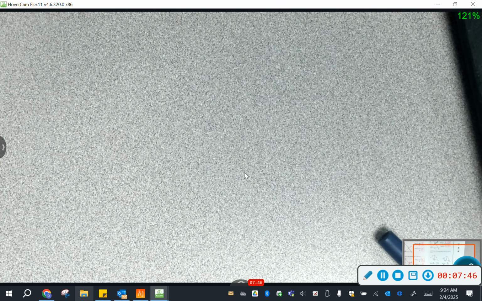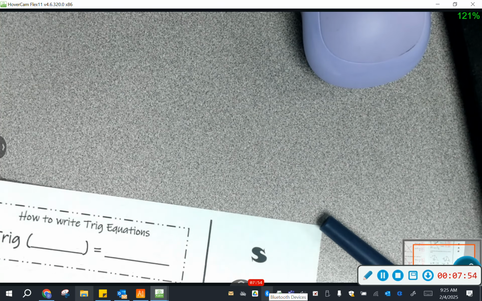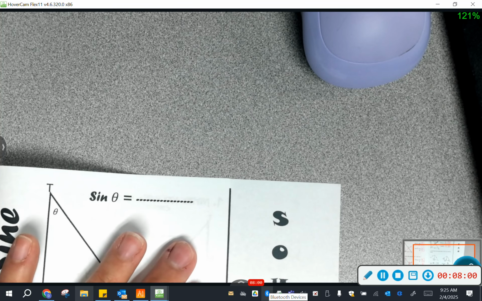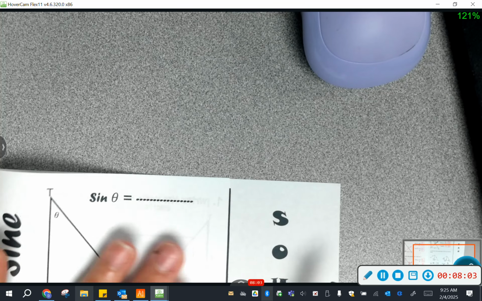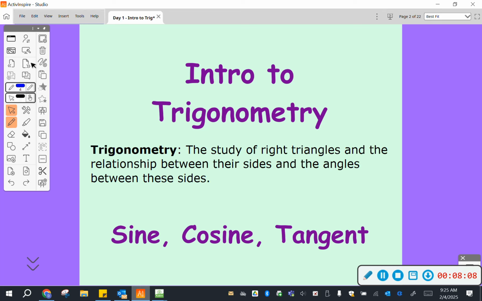So as we were doing that, you saw the letters. It looked like sin, cos, and tan, right? All right. I told y'all today we're starting our trigonometry unit. Trigonometry, let me go to the flip chart so y'all can read it. Trigonometry is the study of right triangles and the relationship between their sides and the angles between the sides. Now, you can use trigonometry on any right triangle, but it has to be a right triangle.